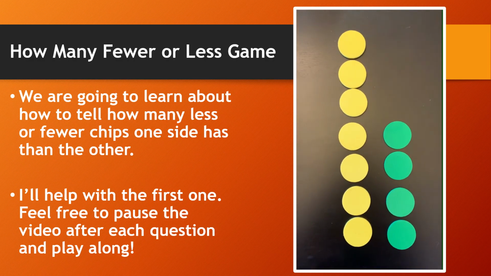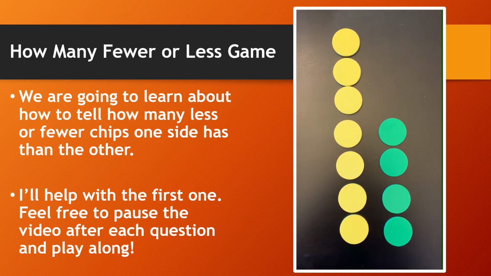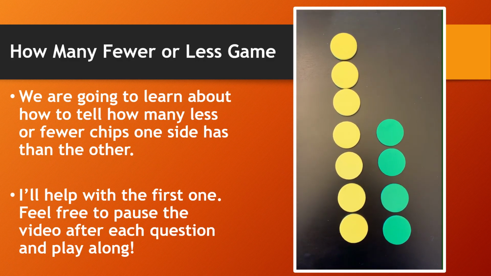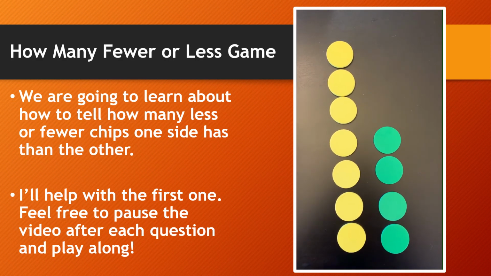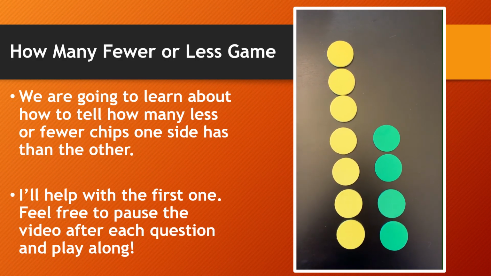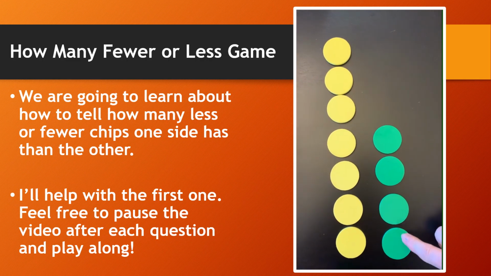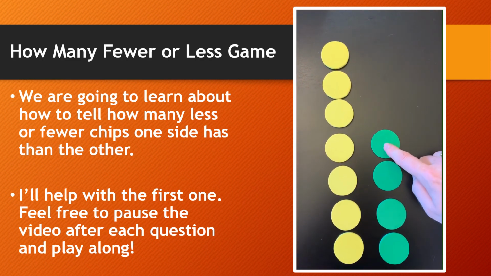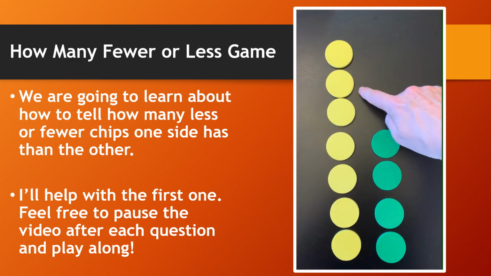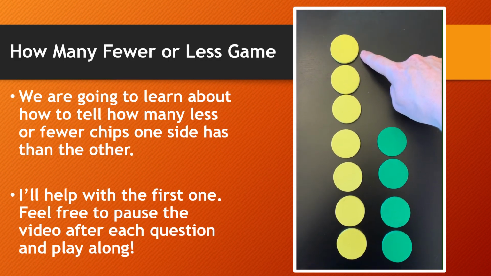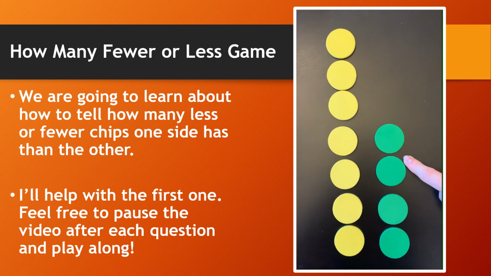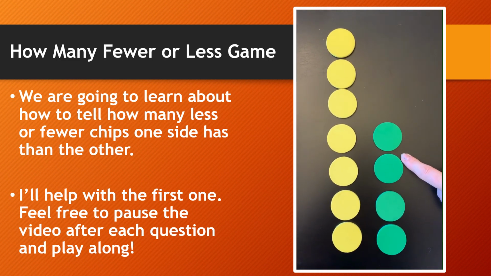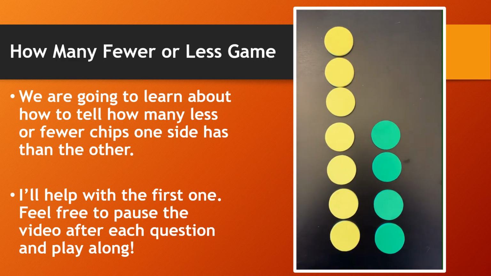How many less does the green side have? You are correct if you said the green side has 3 less than the yellow side. They both have 1, 2, 3, 4, but you can see 1, 2, 3. 3 more are on the yellow side, therefore this side has 3 less. The green has 3 less than the yellow side.